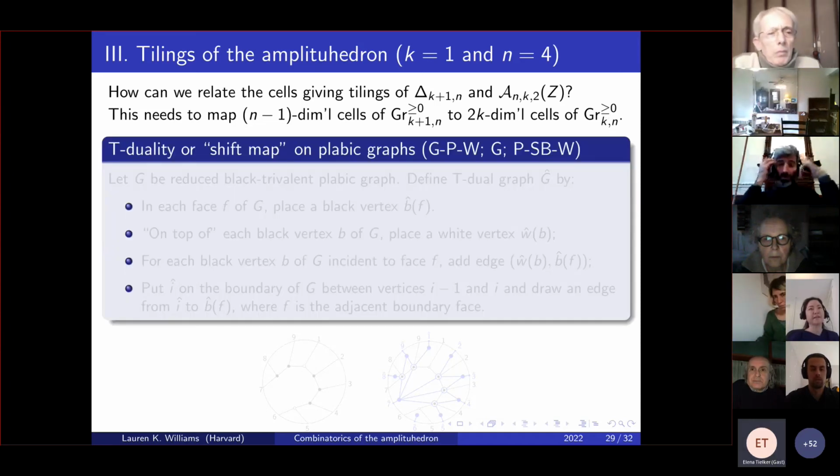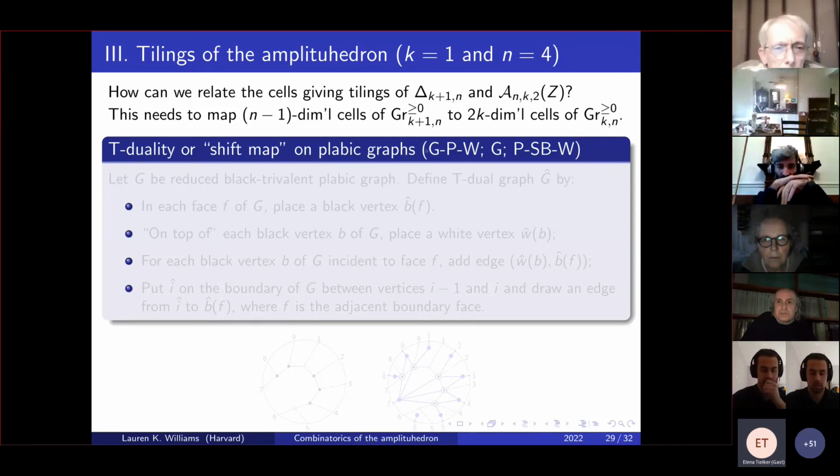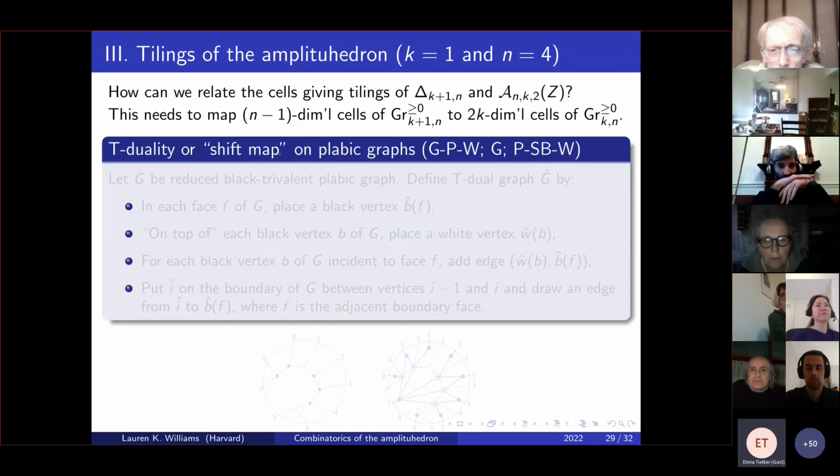But this is a map which we were calling T-duality, and Pasha Galashin also likes to call the shift map, and it's been studied in various papers in the last few years. This was a paper of Galashin, Pylyavskyy, and myself. There's another paper of Galashin, and then also Parisi, Sherman-Bennett, and myself. And on the level of permutations, we were looking at it with Lukowski and Parisi. Anyway, there's this interesting map from cells of this Grassmannian to cells of the related Grassmannian.